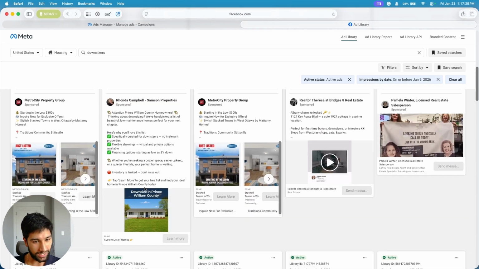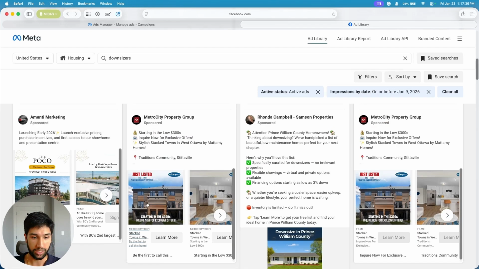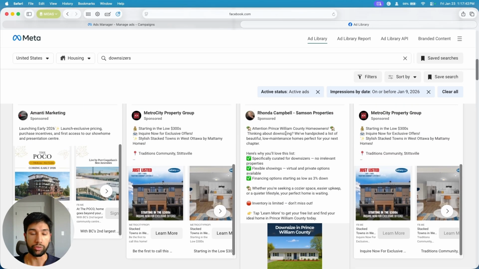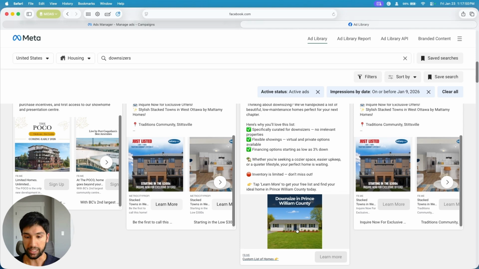One of the best things that I always notice works in ads is ads that are very simple. So literally something like this, where it's just downsize in Prince William County. A lot of emojis will do well. They attract a lot of leads just because there's color. So an ad like this would actually be really good, probably be a banger, honestly.